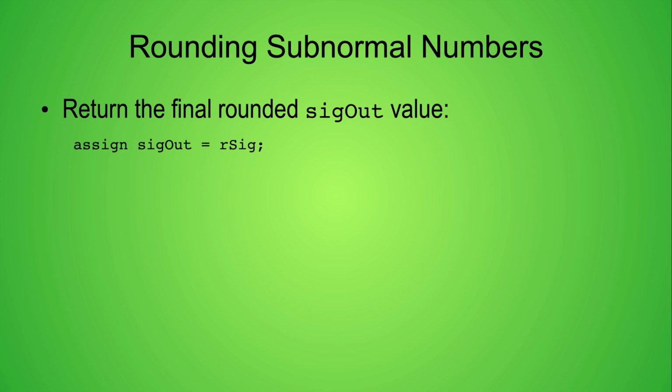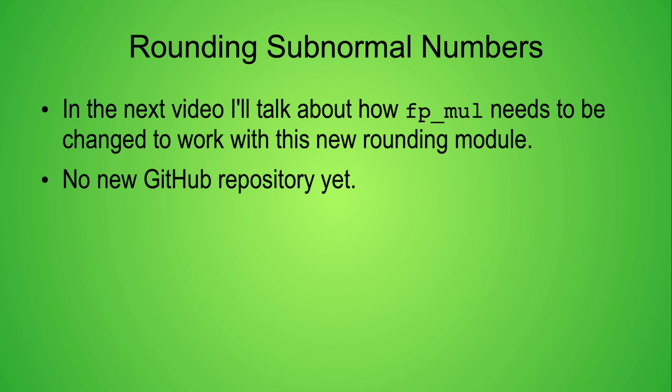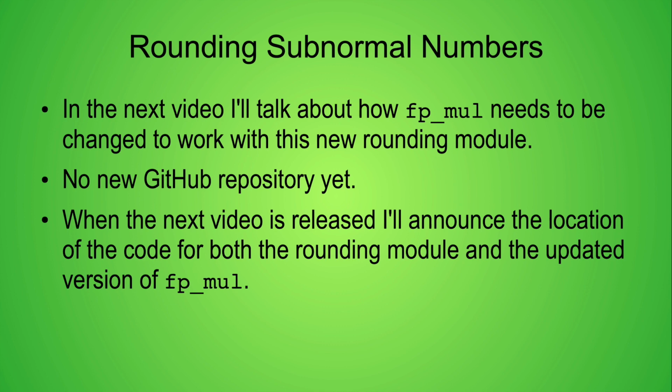The last bit of work in the rounding module is to return the final rounded significand value. In the next video, I'll describe the changes I made to the FPU module in order to incorporate the rounding logic. I'm not releasing the improved rounding module code until I can release it with the updated version of the FPU module. The GitHub repository for the updated rounding module and the multiplication module with rounding will be released when the next video comes out, and the location of the repo will be announced at that time.